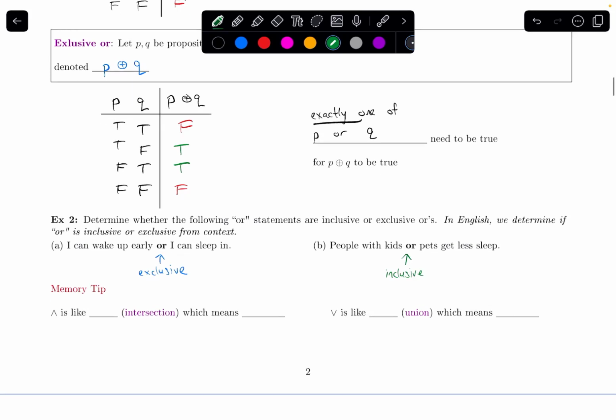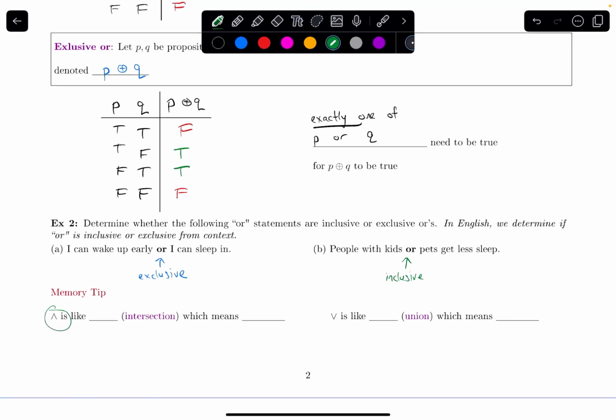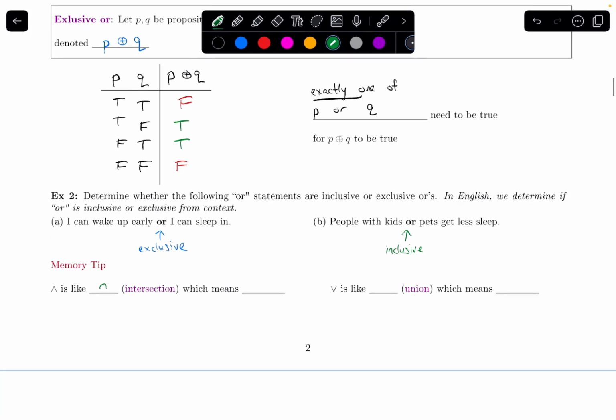So I want to end this video with a quick memory tip about how I can remember the symbol for and versus or, because they look so similar. One way to remember the and symbol is that it's like the symbol for an intersection when we think about sets. We'll review these later in the course, but the symbol for an intersection is an upside down U. Recall that if I have two sets, A and B, an intersection means the stuff that's in both of them, in the overlap of the two regions. So an intersection is a fancy way to say the word and.